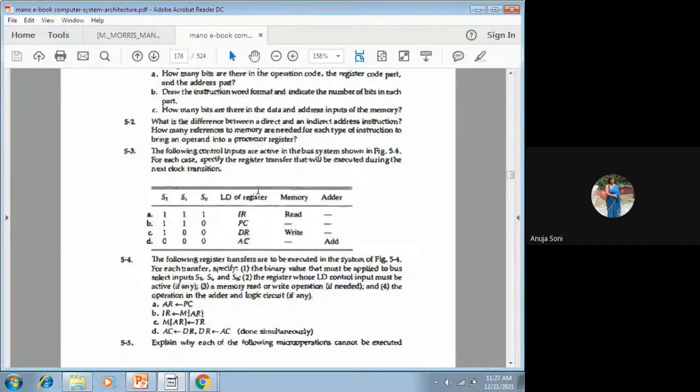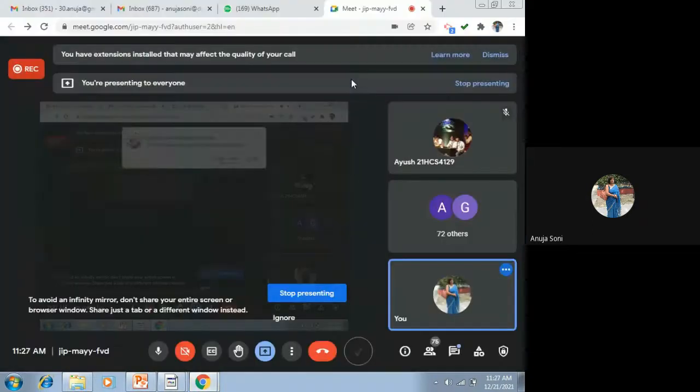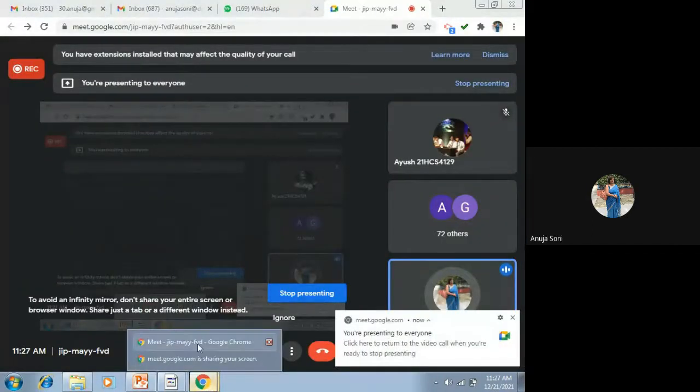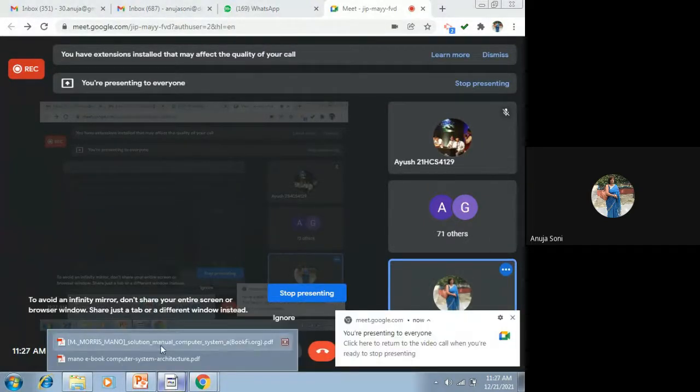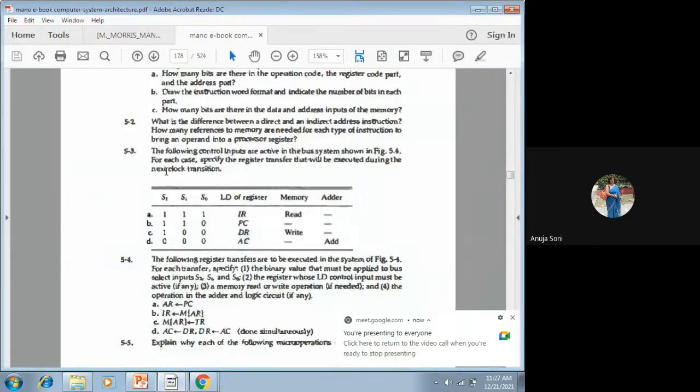So I'm going to read out the statement first. The following control inputs are active in the bus system shown in figure 5.4. Figure 5.4 is basically referring to your common bus system. And in the context of common bus system only, you will be able to solve these questions. Question number 3, the following control inputs are active in the bus system shown in figure 5.4. For each case, specify the register transfer that will be executed during the next clock transition.